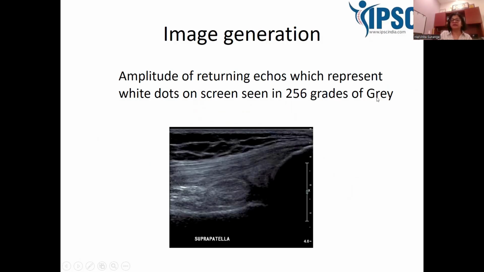256 shades of gray. So here you can see this is the suprapatellar area and the probe is placed vertically or craniocaudally. That's the patella and that's the femur. So that's the cranial end, that's the caudal end. When the probe is kept craniocaudally, the first structure to be seen is the skin right here. Then you see the subcutaneous tissue.